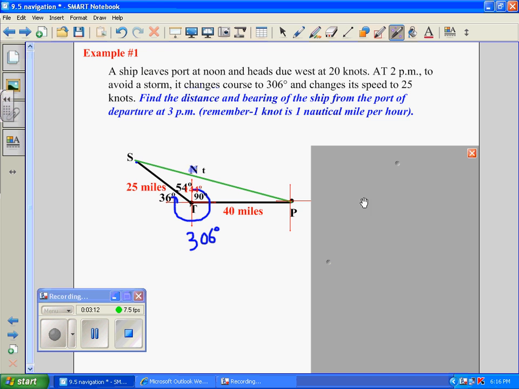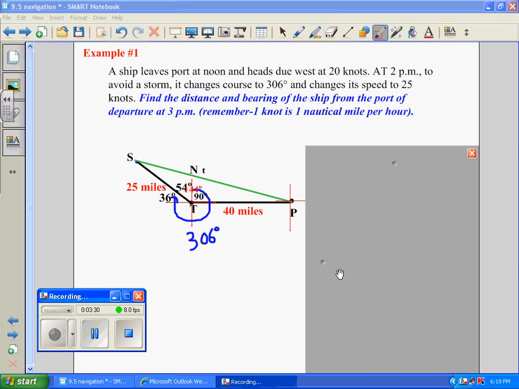To figure out this green segment, we need to use the law of cosines. To use the law of cosines, let's do the following. We have side, angle, side. And if you don't believe me, let's circle what we know. So to figure out T, let's use the law of cosines.